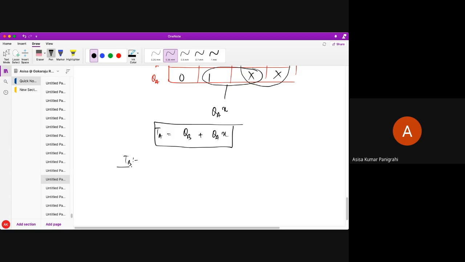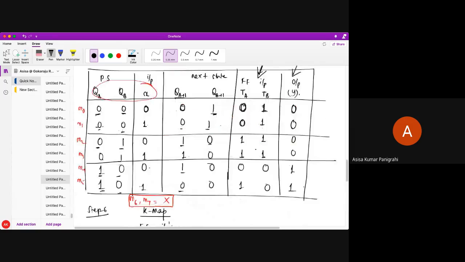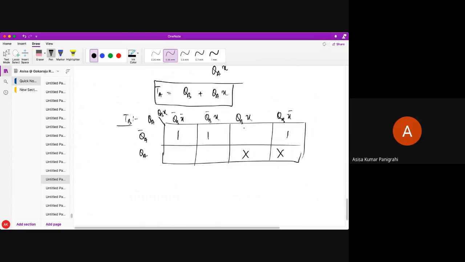Similarly, I can do for TB. Again, it's a three variable K-map. Okay, this is my QA, QB X, QB X bar, QB bar X, QB X, QB X bar. This is my QA bar, QA. And I can put those, 6 and 7 are don't cares. And here you can see 1111, 00. So how would the grouping be? The grouping would be like this. One quad. Okay, here what will we get? QA bar. So my TB is QA bar.